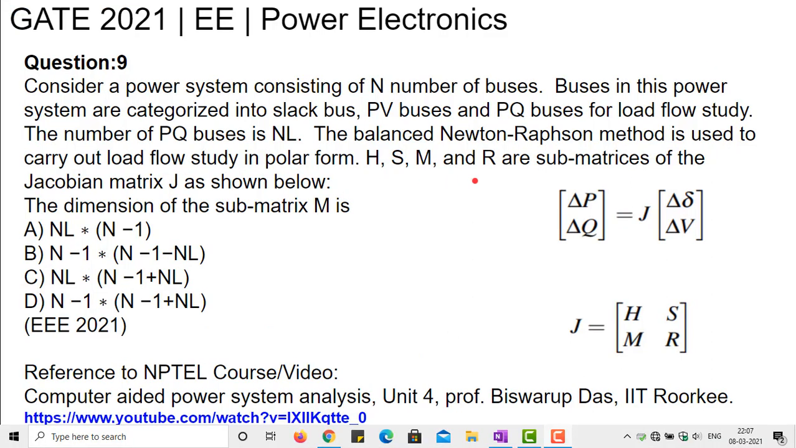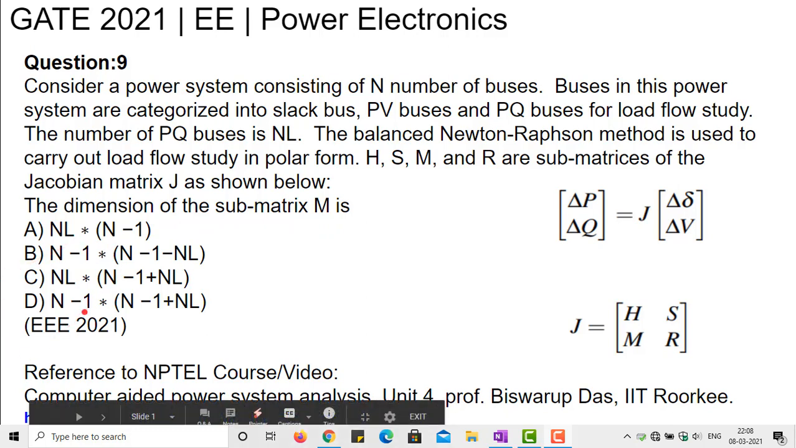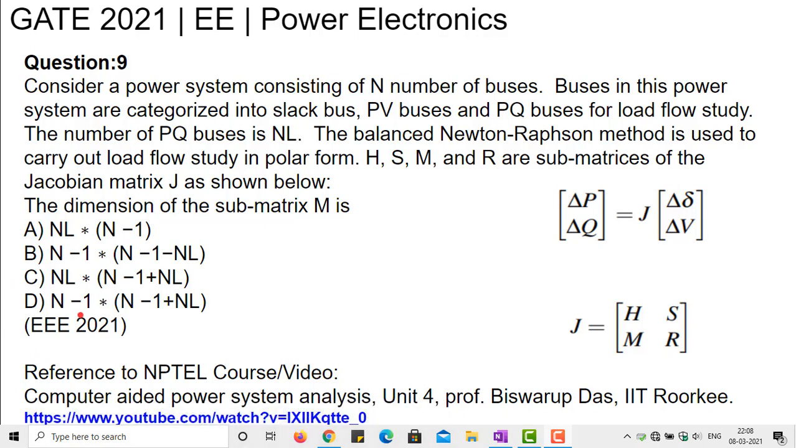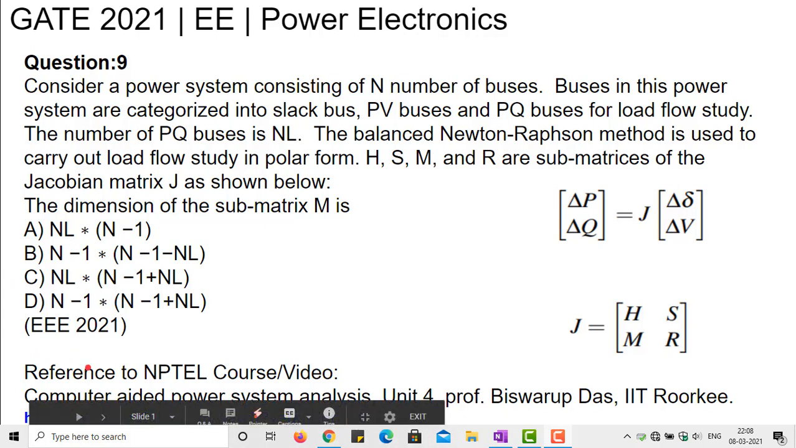H, S, M, R are the submatrices of the Jacobian matrix J as shown below. The dimension of the submatrix M is. These are the given options. To know the formulation of the Jacobian matrix in the Newton-Raphson method, audience can go through the given NPTEL course or the video link.